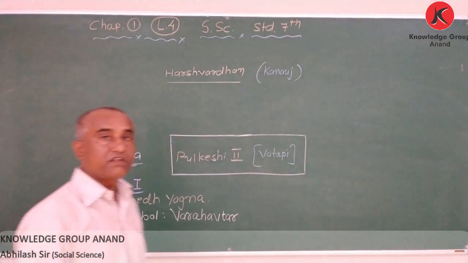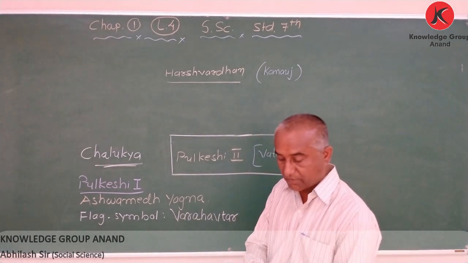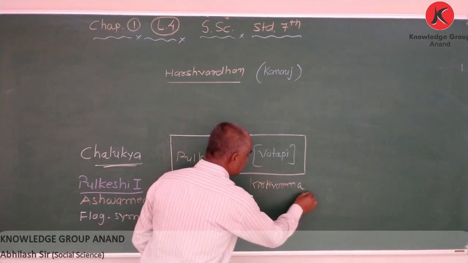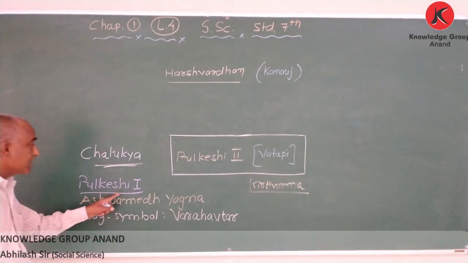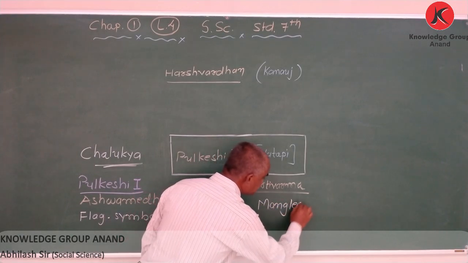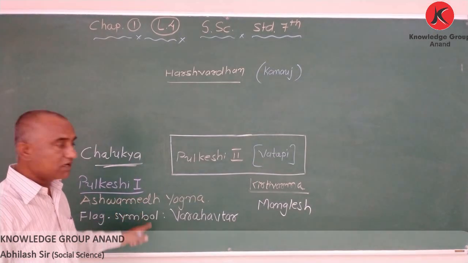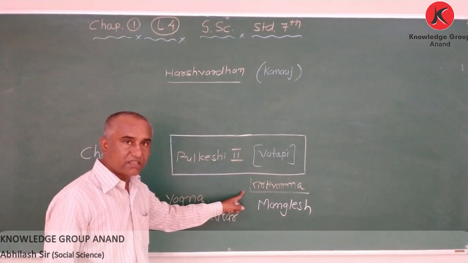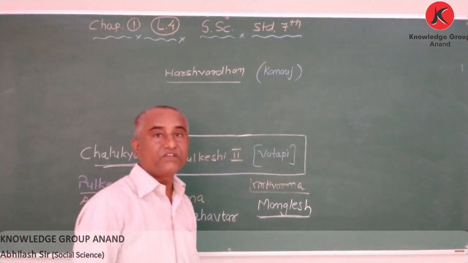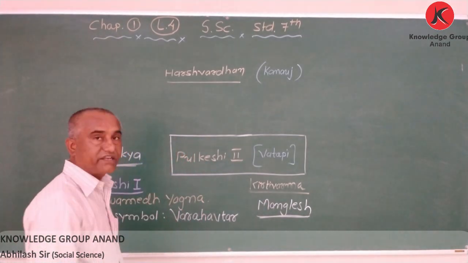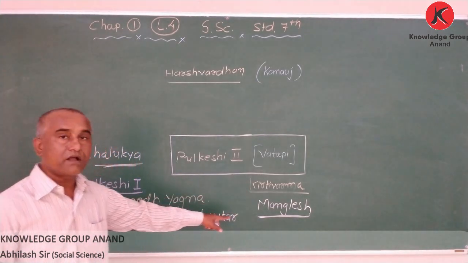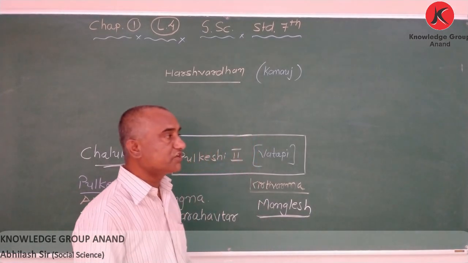After Pulkeshi I, his son Kirti Varma became the king. Who became the king? Kirti Varma. After the death of Kirti Varma, Pulkeshi I's brother Mangles became the king. Mangles was the brother of Pulkeshi I. He built a great temple of Vishnu at Vatapi. So after Pulkeshi I came Kirti Varma, after Kirti Varma, Mangles, and after that Pulkeshi II became the king.